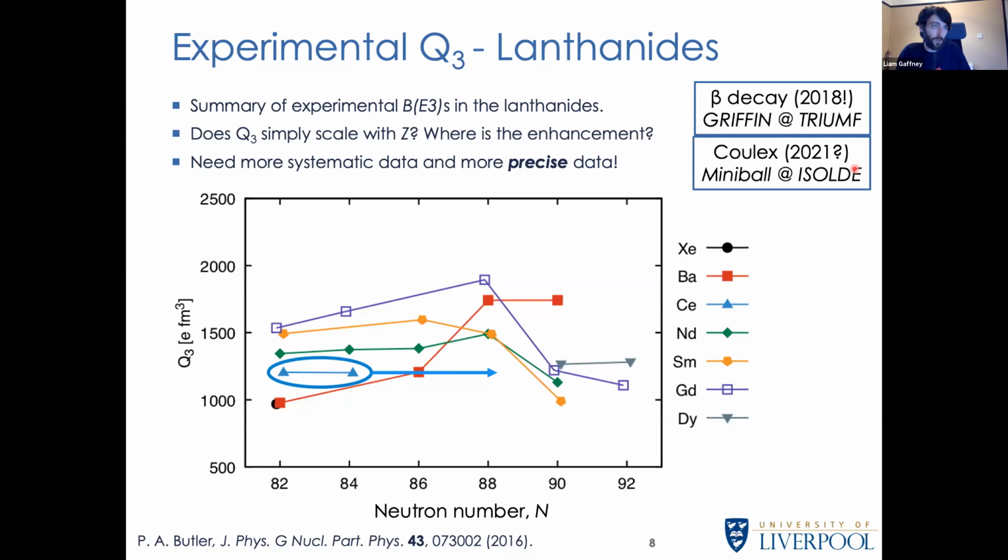But considering all I said about Coulex and whether it's really a great technique and whether you can get precision, maybe there's another technique to be more precise in this B3 value. So this is the DD prime spoiler that we've been pointing towards a little bit with the comment in the last talk.